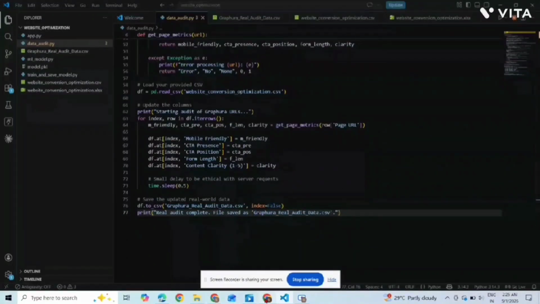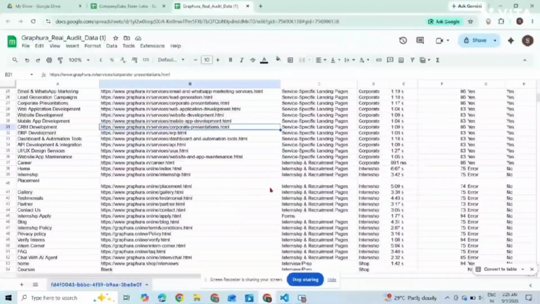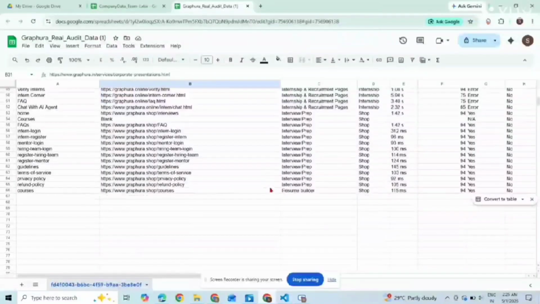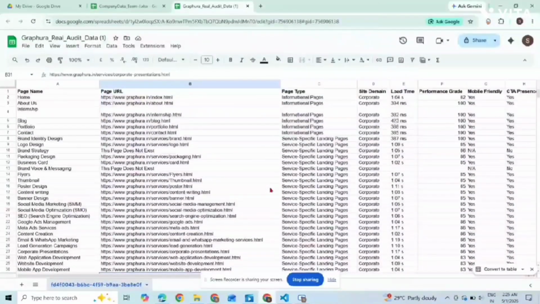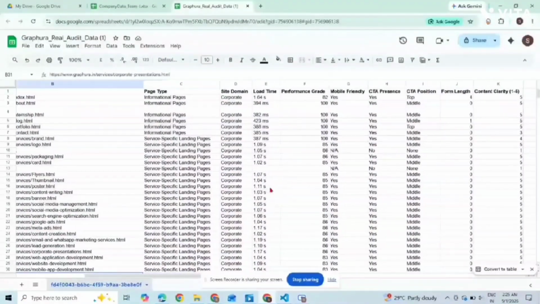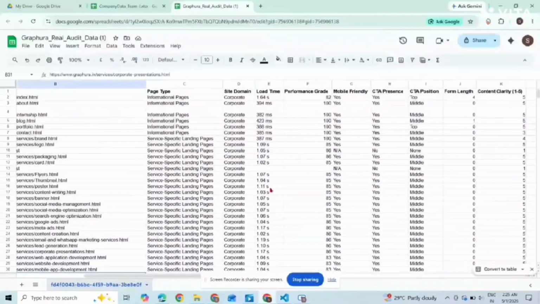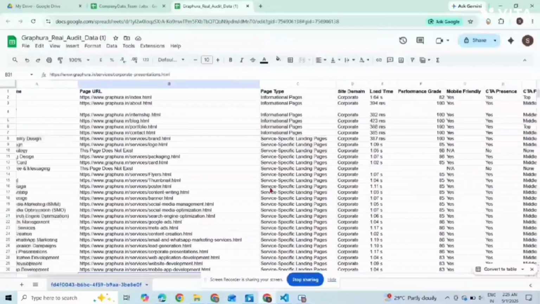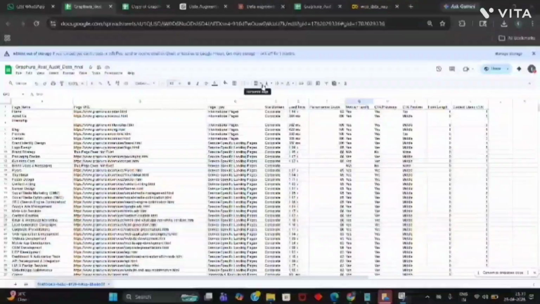With this script, we have gathered real-world baseline data. However, to prevent underfitting in the ML phase, we are expanding this real data into synthetic 500 row data.